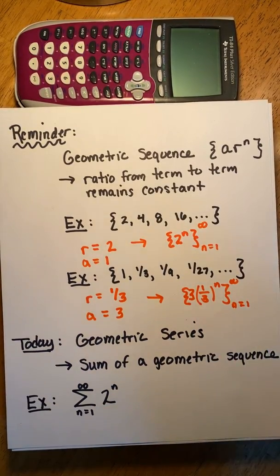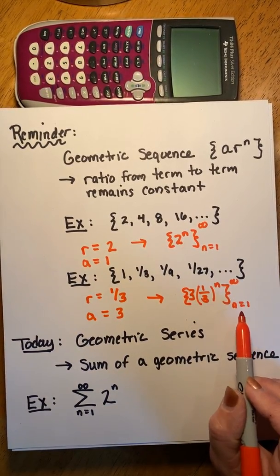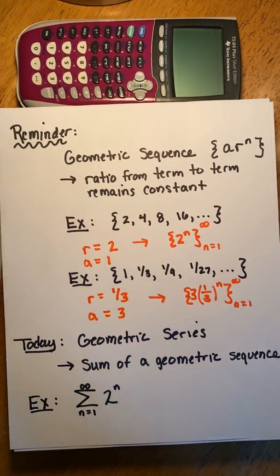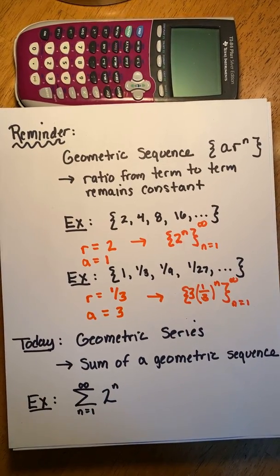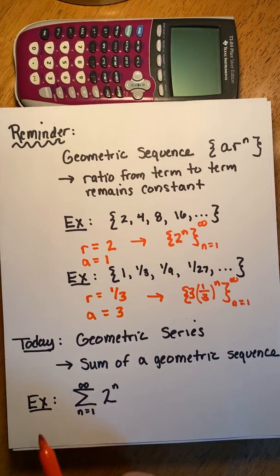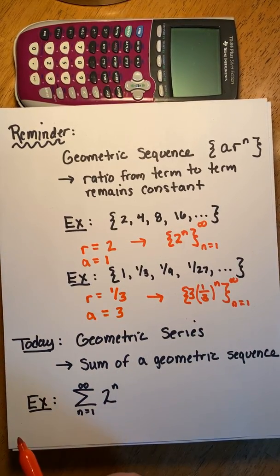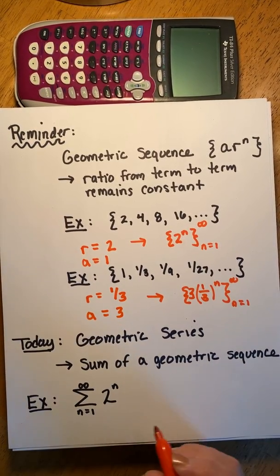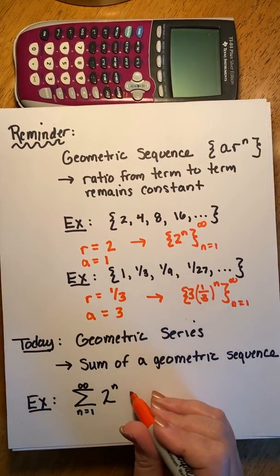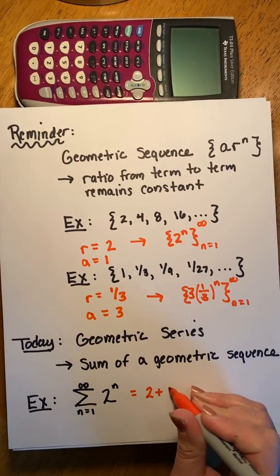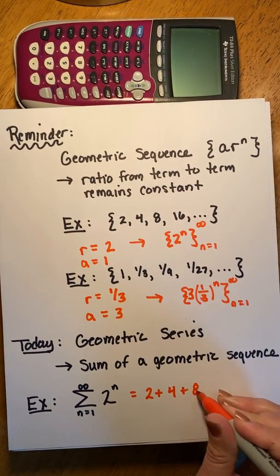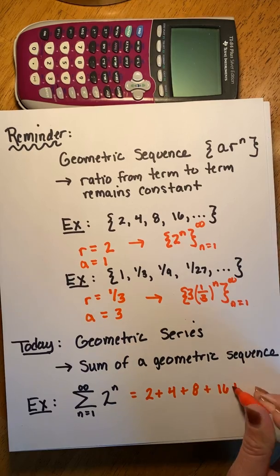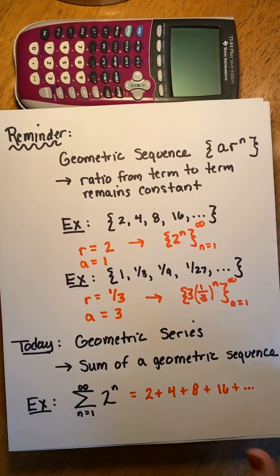You have to make sure, and this is an easy check by just plugging in, starting with 1, plugging it into your template for your sequence and making sure that it produces the given sequence. All right, so today we're going to talk about a geometric series, which is just the sum of a geometric sequence. So the series from 1 to infinity, 2 to the n, is going to be 2 plus 4 plus 8 plus 16 forever.